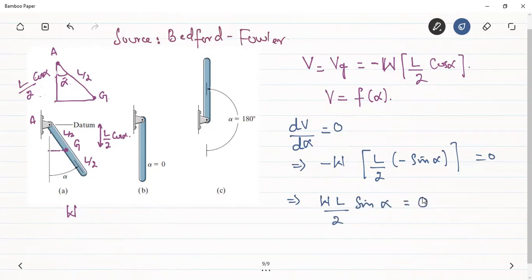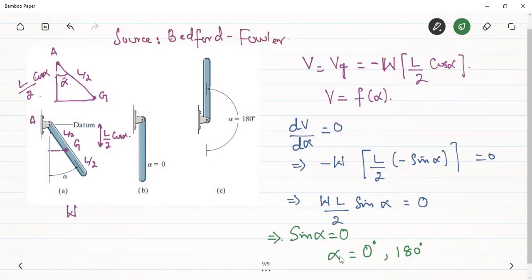So what is the condition of the equilibrium? Now we can see that W and L can't be 0. Therefore, from here we can conclude that the condition of the equilibrium will be given by sine alpha equal to 0. And from here we can see that sine alpha will be 0 when alpha is 0 degrees and equal to 180 degrees. Alpha equal to 360 will again be the same, that is, it will be in the same position in which alpha is 0.